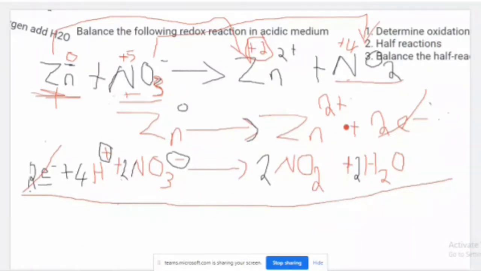Are we together? We are adding the two half reactions. So I've cancelled the number of electrons.